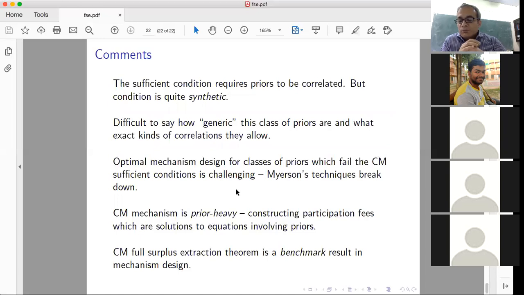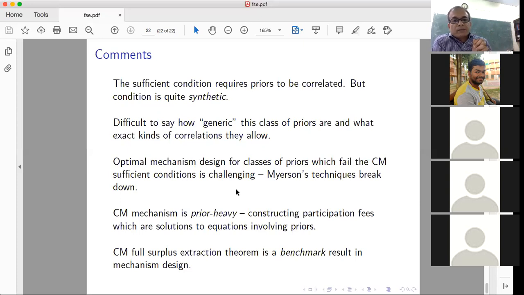So many theorists believe that it's a very cosmetic theorem, but it's also important to realize that such theorems are important because they set a benchmark. Even though it may be very difficult to verify whether a particular correlated prior satisfies this condition or not, it's important to realize that there is a class of priors for which this condition will always be satisfied.